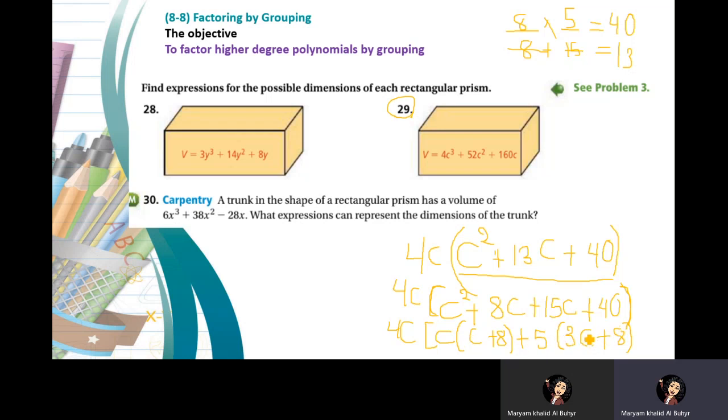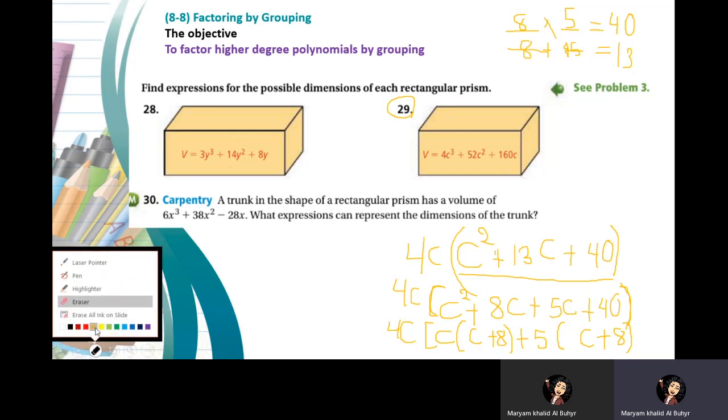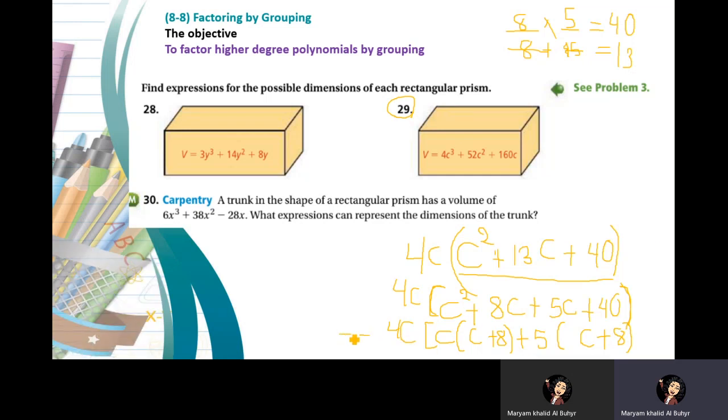The answer is supposed to be correct. Oh, that's a 5, not 15. Sorry, that's a 5. So since that's 5, the remaining here will be 3. So that's correct now. So that is equal to, I'm going to write my answer here. For C, I will pull out C plus 8. So C plus 8 times C plus 5.